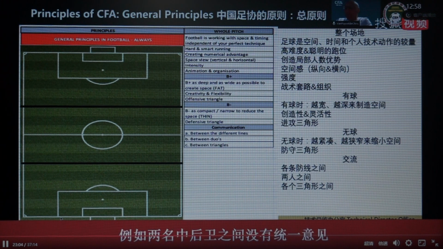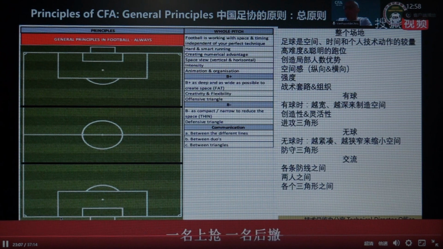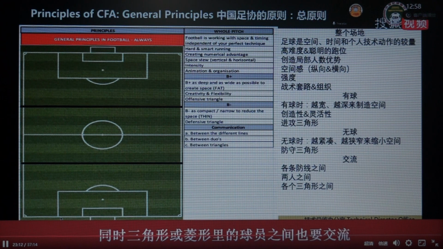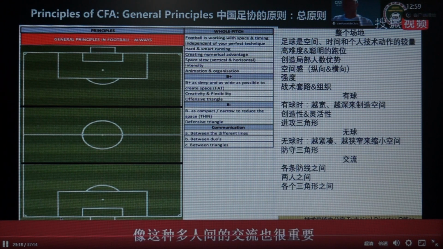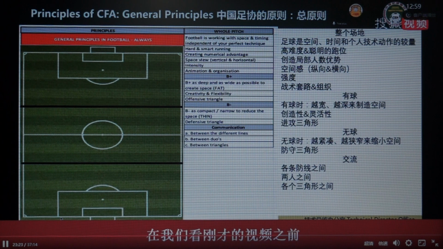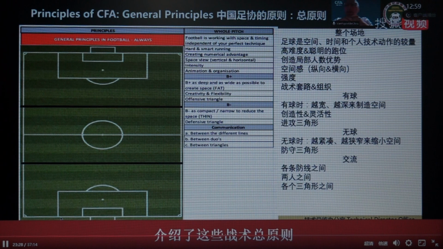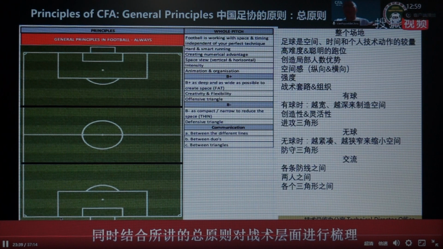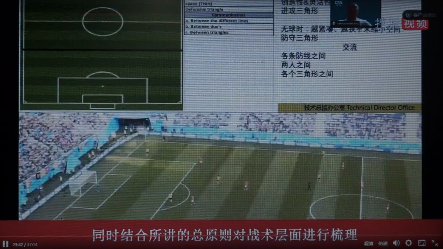If you saw the 2 central defenders, they were not communicating because one was going down, one was going up. But communication also needs to be not only between 2 players, but also between 3 players in the triangles, and between 6 players in the diamond, and so on. In the next clip, the same clip as we saw before, we will show you in reality what we just explained, the general principles. I hope you are looking very well at the clip, and now we will analyze it related to these general principles.